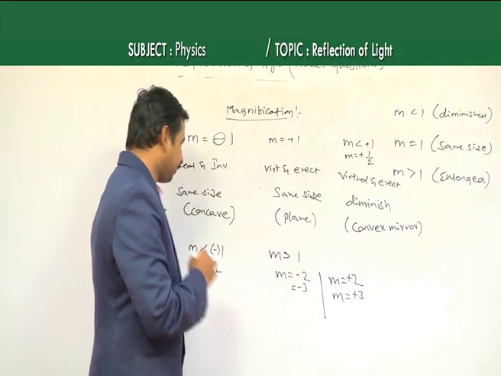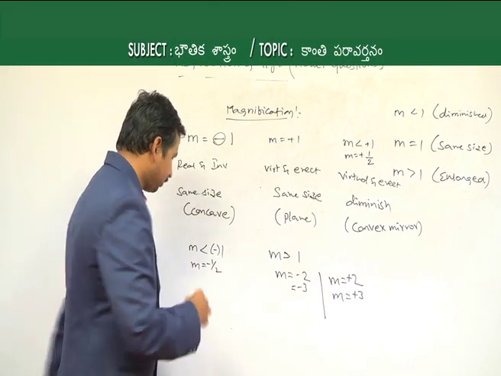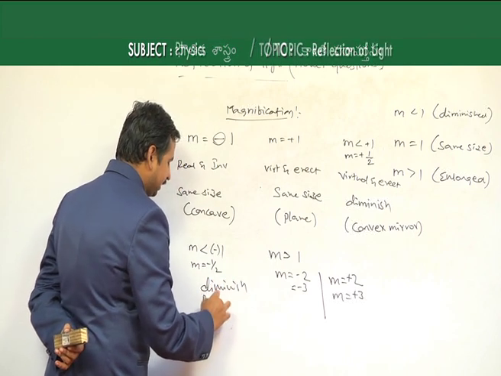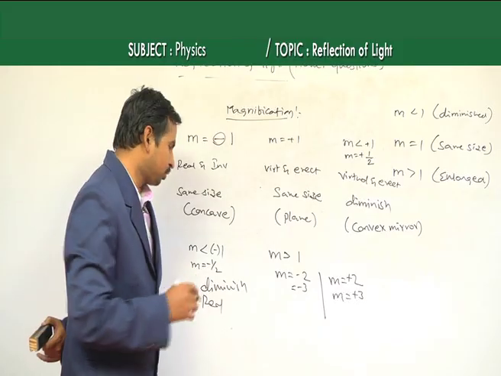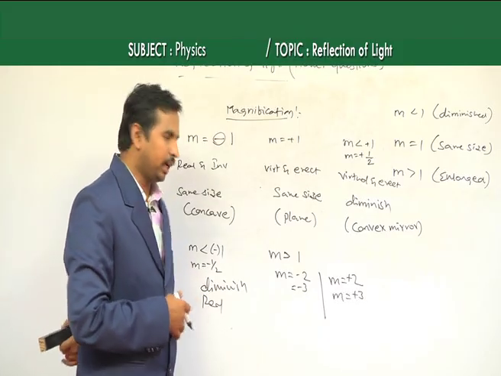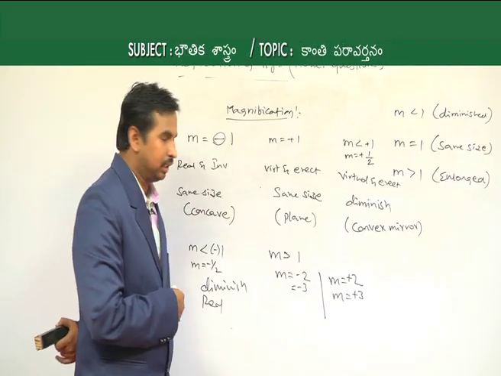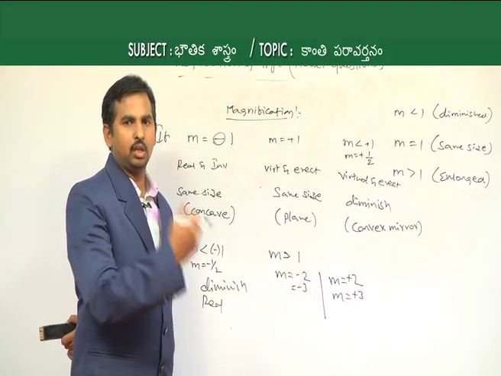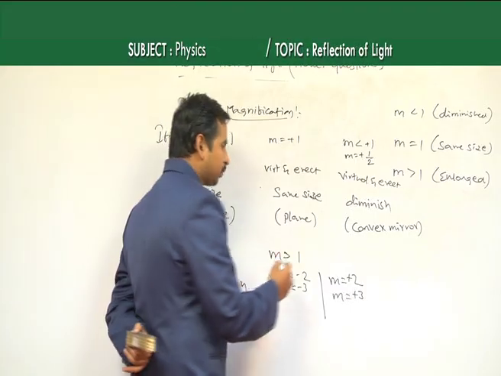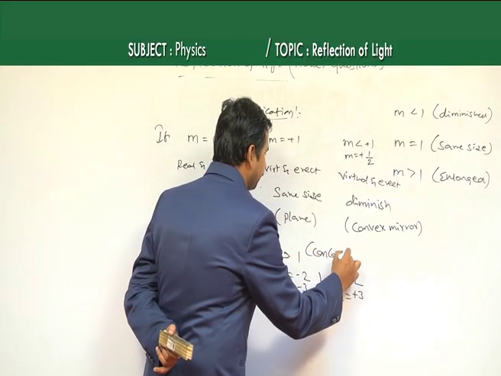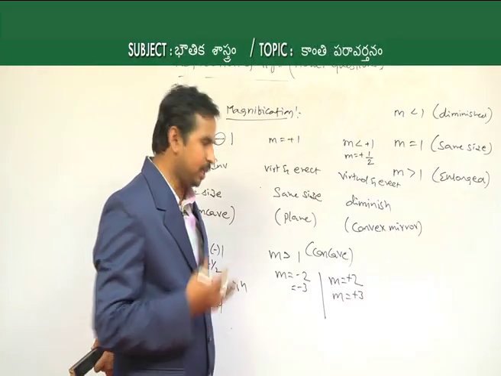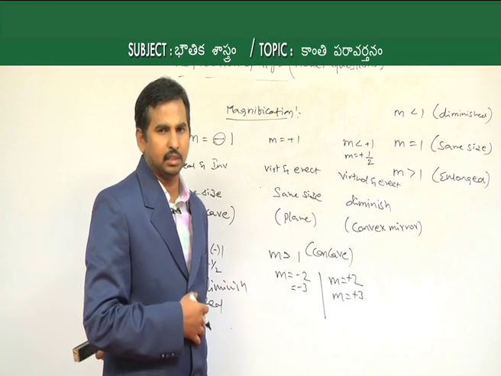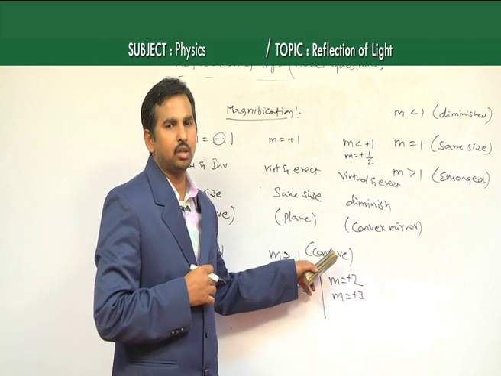Whereas if m value is less than 1, diminished, and the sign is minus, it is real and diminished, which means it is going to be a concave mirror. And not only that, if m value is greater than 1, like 2 or 3, but with minus, which means real, inverted and enlarged, that is formed only by a concave mirror. And if we take a magnified image of 2 or 3 magnification, but positive, meaning virtual and erect, that is also possible only by using a concave mirror.